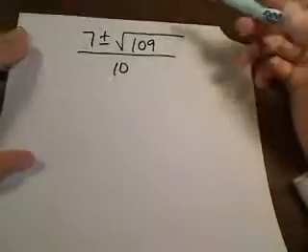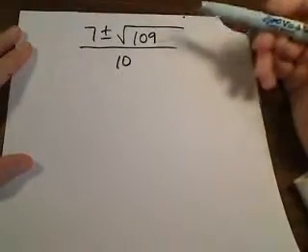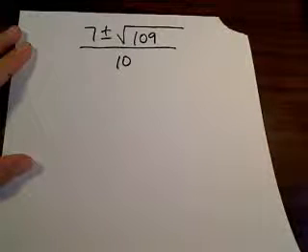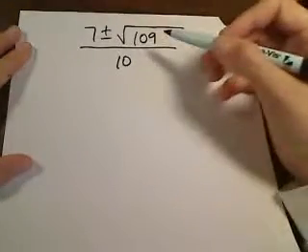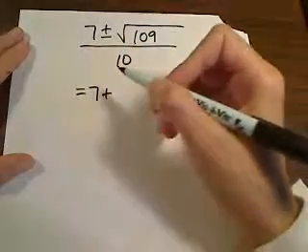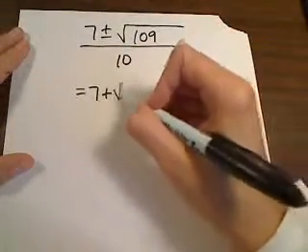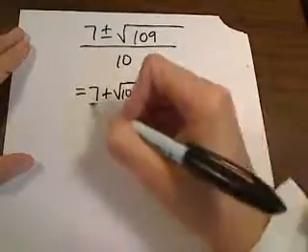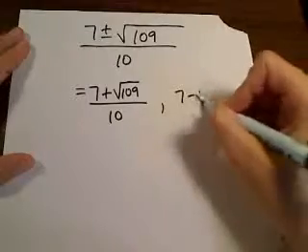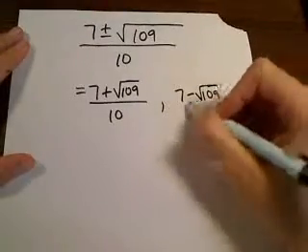Now, we need to think about whether 109 will actually simplify or not, and whether it's got any perfect squares in it. So, looking at it, I don't believe it's divisible by any perfect squares. So we would leave our answer here. This is actually two different solutions. 7 plus the square root of 109 all over 10, and 7 minus the square root of 109 all over 10.